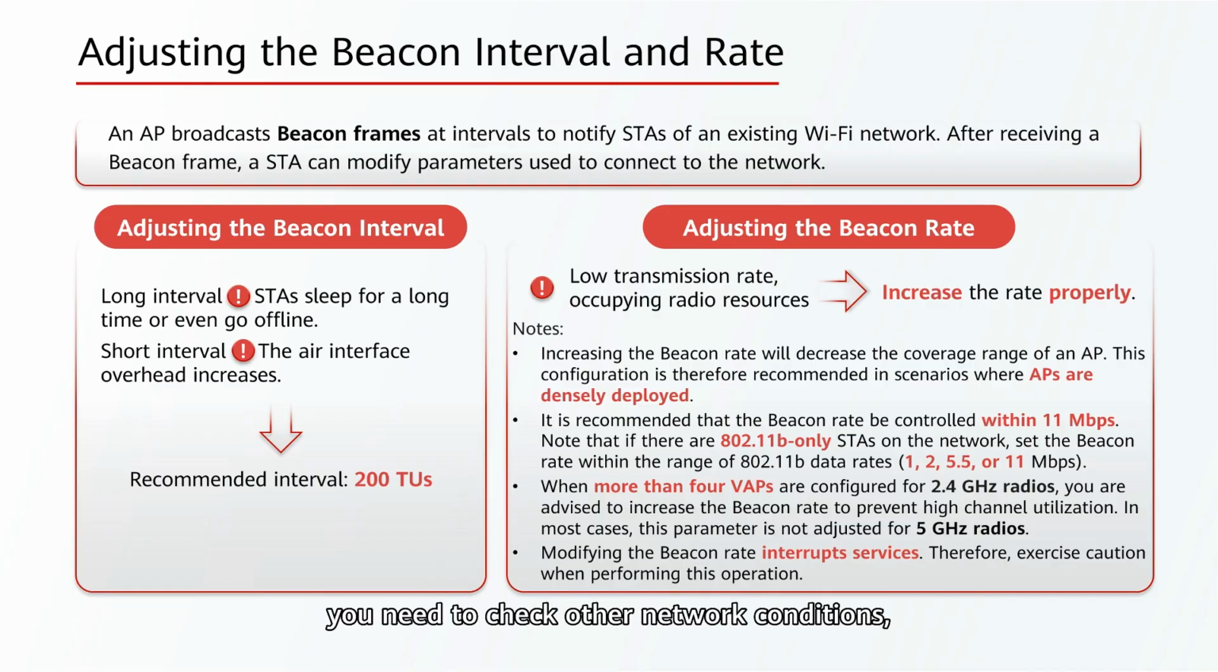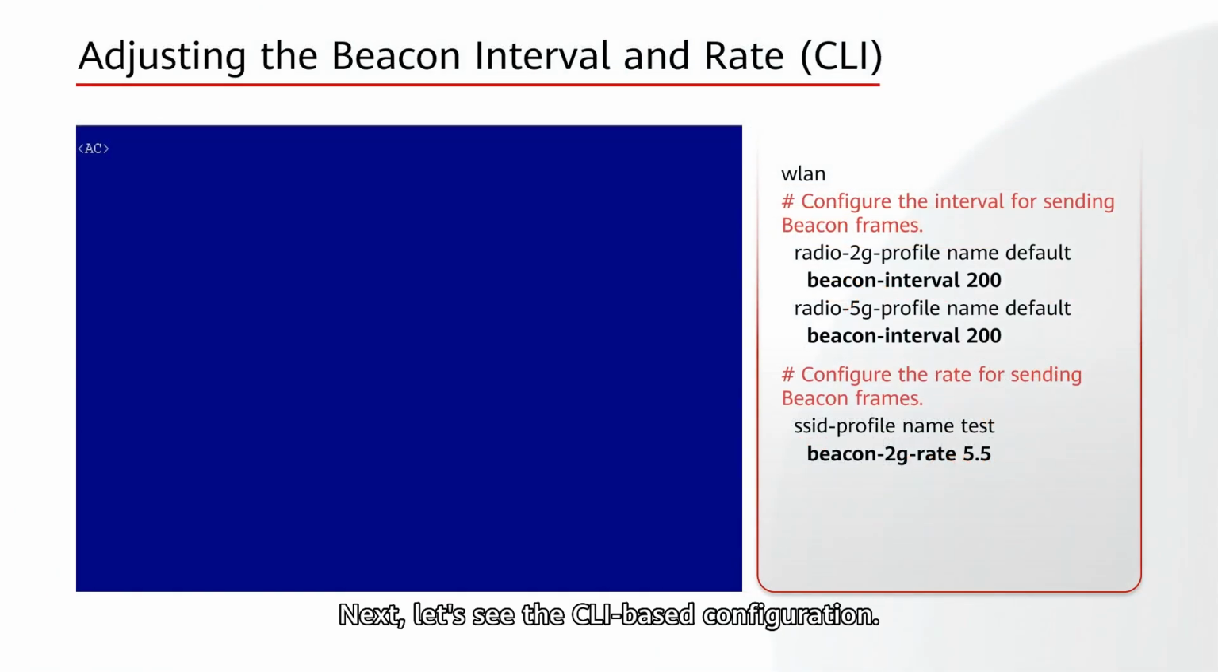Additionally, you need to check other network conditions, for example, whether APs are densely deployed, whether there are 802.11b only stations, whether more than 4 VAPs are configured, and whether service interruption is allowed. Next, let's see the CLI-based configuration.